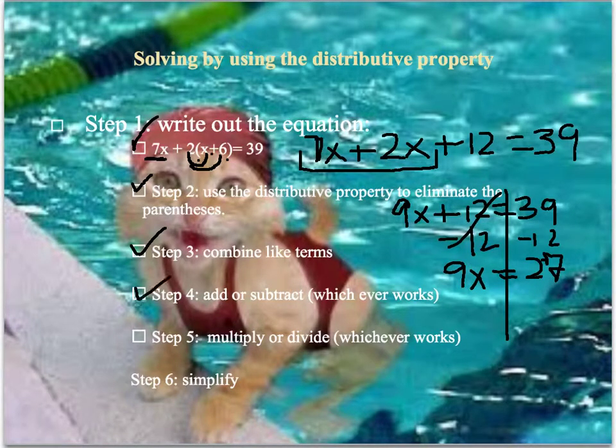Okay, check. Multiply or divide, whichever works. I've got 9 times x. Undoing multiplication is division, so I divide both sides by 9. So I have x equals 27 divided by 9 is 3. There's my answer.